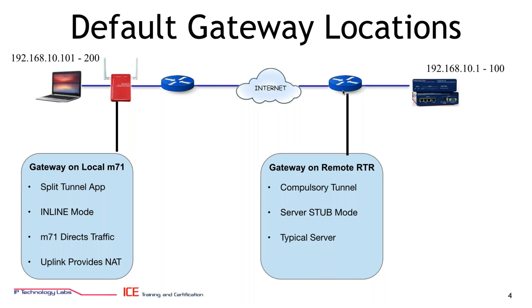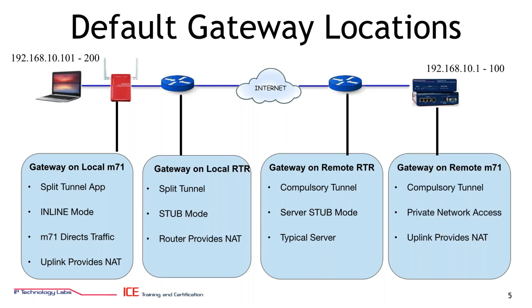So the two most common scenarios are these. My default gateway for my laptop, PC, servers, anything that you have, is my local IpTL device. That puts me in a split tunnel mode, so I can route traffic that's not on the shared network out the local ISP. If I make my default gateway on the remote network, that puts me into a compulsory tunnel mode. So anything outside of my local network, I'm sending through the tunnel and out the ISP on the remote side of the tunnel.